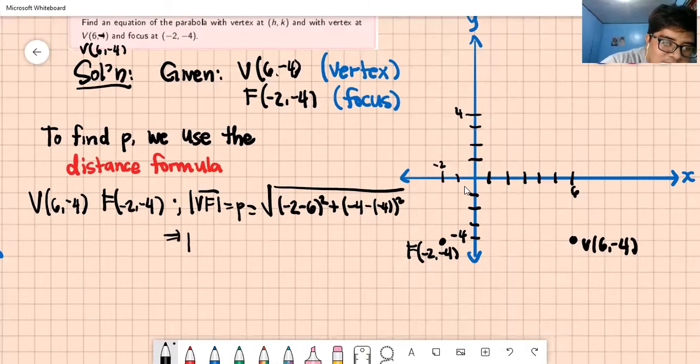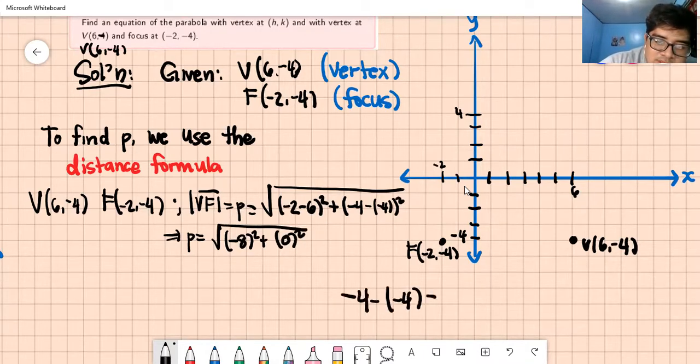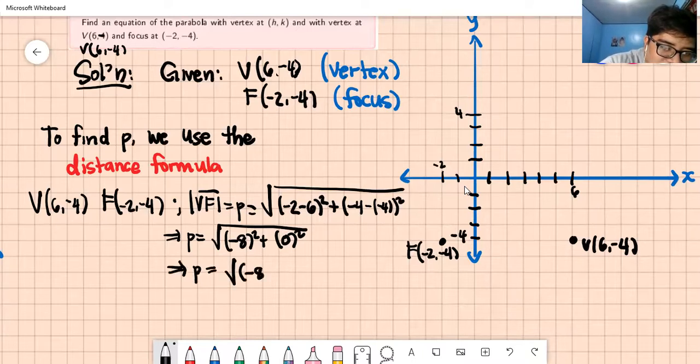So P, this implies that P is equal to the square root of, ano yan, negative 8 quantity squared plus, ano to, -4 plus 4, magiging 0 squared. Tama, di ba? Kasi di ba, -4 minus -4 is equal to -4 plus 4 or 0. Tama? Ganun lang yun. Delete natin. Tapos, anong gagawin ko? This implies that P is equal to square root of -8 squared or absolute value of -8 or 8. So therefore, P mo is 8.